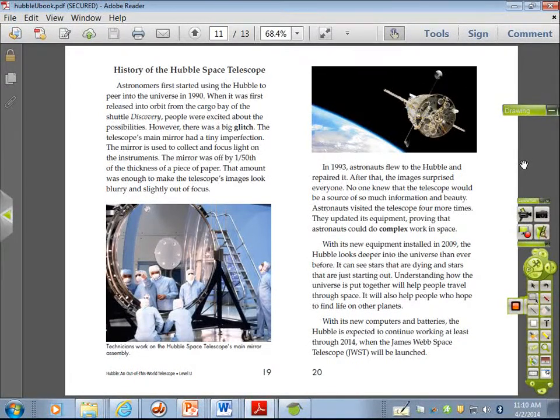Okay, here's the history of the space telescope. Oh, what kind of telescope is a space telescope? Is it reflecting or refracting?